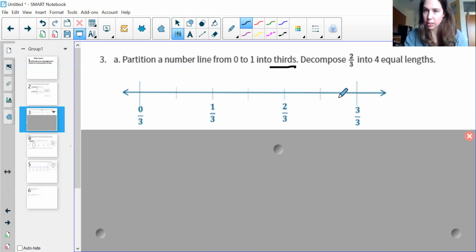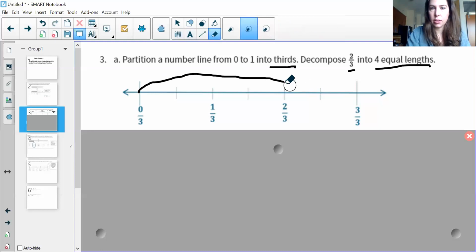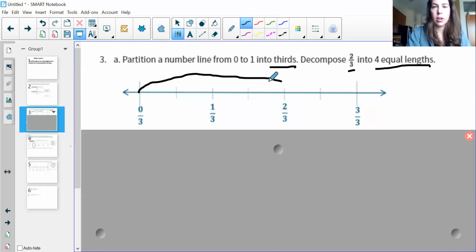Now, this is where it gets a little bit tricky, so pay close attention. It says decompose 2/3 into 4 equal lengths. So we're taking everything that goes from 0 to 2/3 and we're decomposing it into 4 equal pieces. So we're talking about, no, hold on. This amount here. We're taking all of this and we're decomposing it into 4. Before, it was just in 2 pieces.